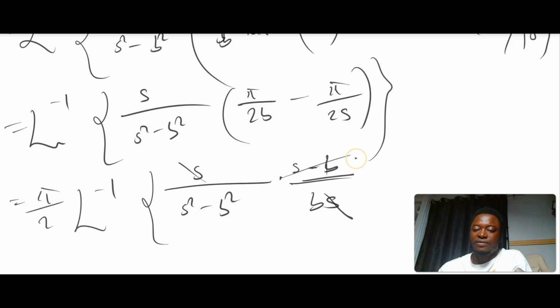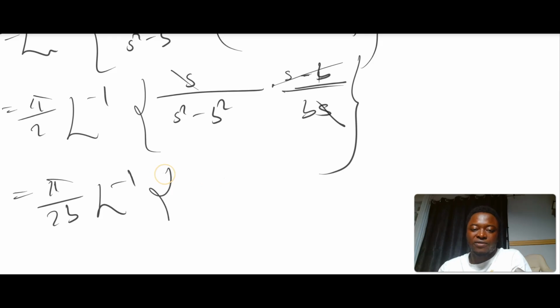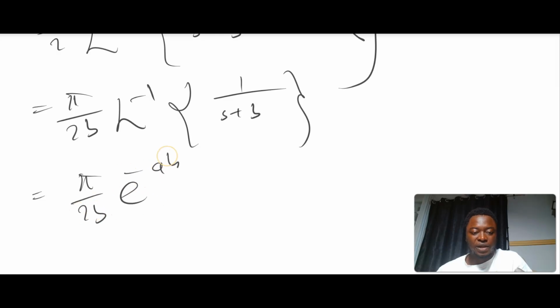So the s here cancels the s here, and the s minus b cancels one of the s minus b. Okay, we can even factor the b. So you have pi over 2b times the inverse Laplace transform of 1 over s plus b. Now it remains to evaluate the inverse Laplace transform of 1 over s plus b. And of course this is going to equal pi over 2b times e to the negative ab.